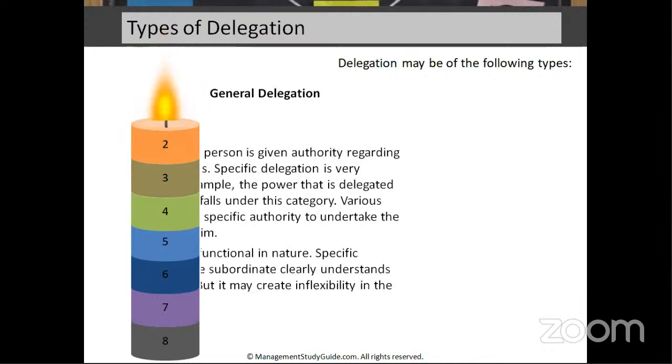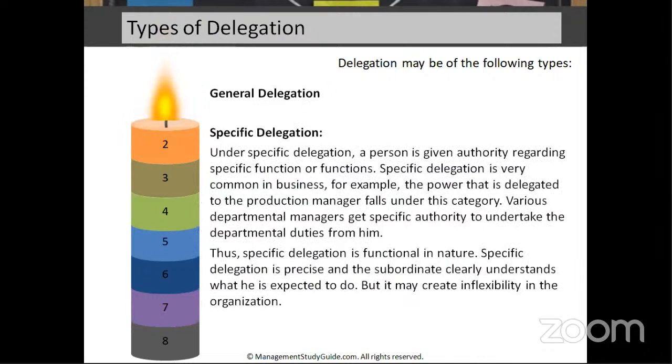Then we have specific delegation. Under specific delegation, a person is given authority regarding a specific function or functions. Specific delegation is very common in business. For example, the power that is delegated to the production manager falls under this category. Various departmental managers get specific authority to undertake the departmental duties from him. Thus, specific delegation is functional in nature. Specific delegation is precise and the subordinate clearly understands what he is expected to do, but it may create inflexibility in the organization.